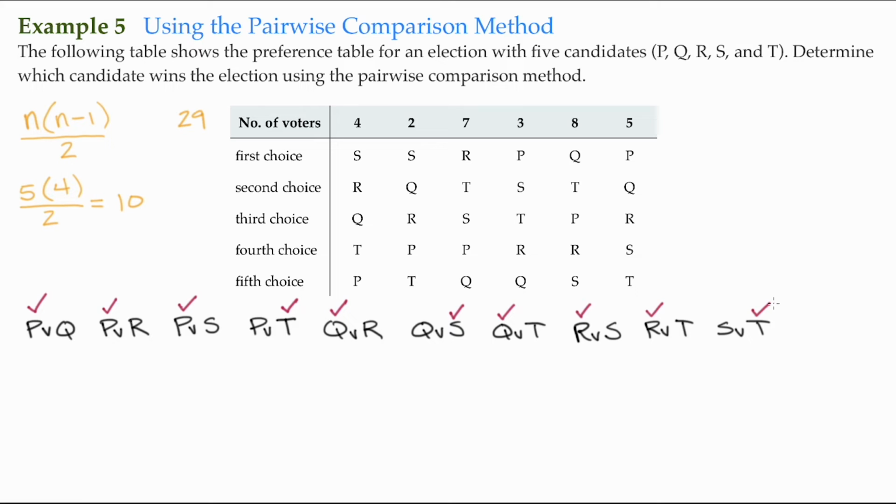So we've gone ahead and we've compared each individual candidate with every other candidate. The one with the higher number of ranking votes is awarded a point. We then tally up all the points. So P gets 1, 2, 3 points. Q gets 1, 2 points.